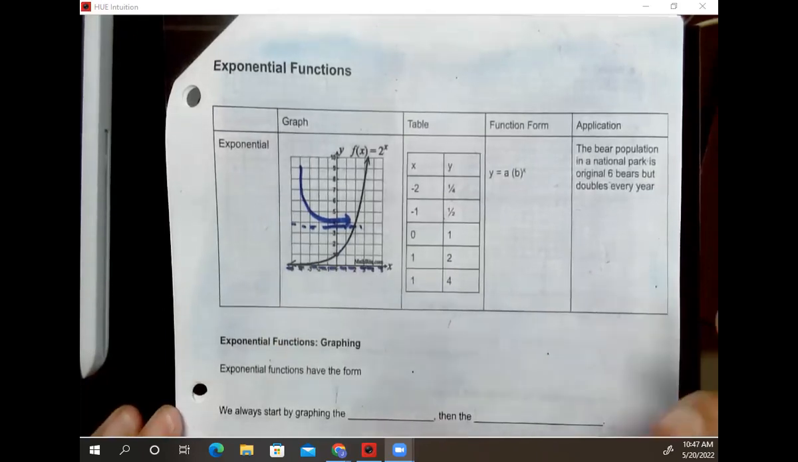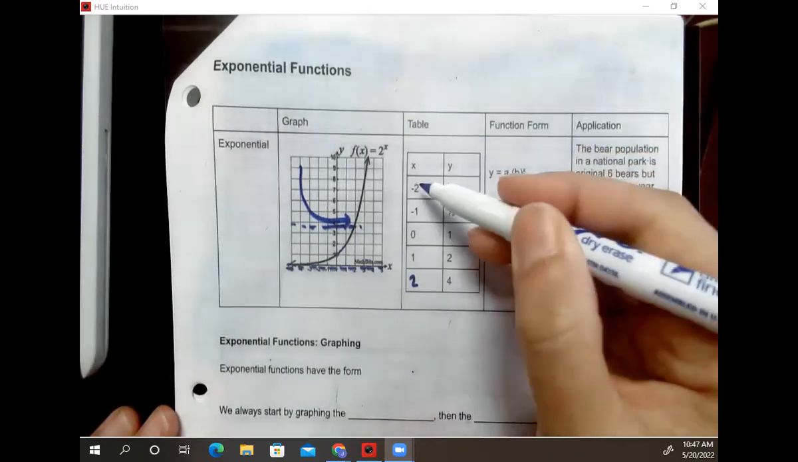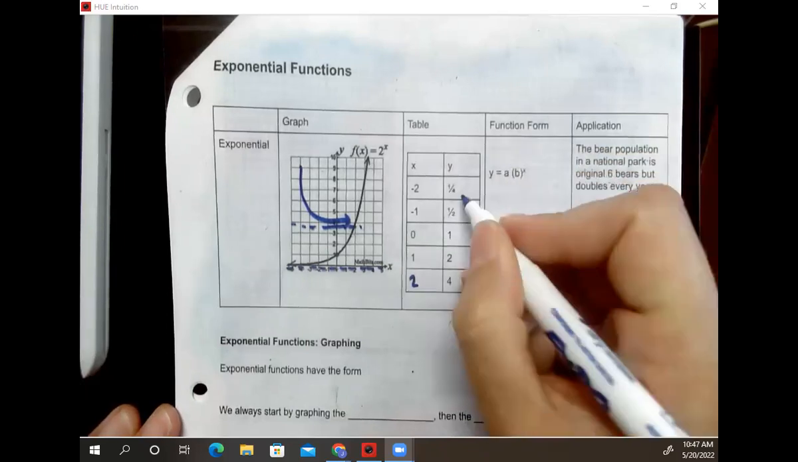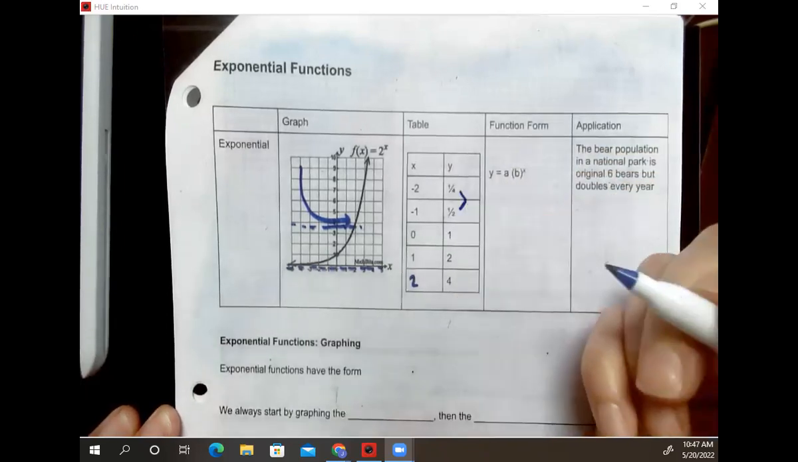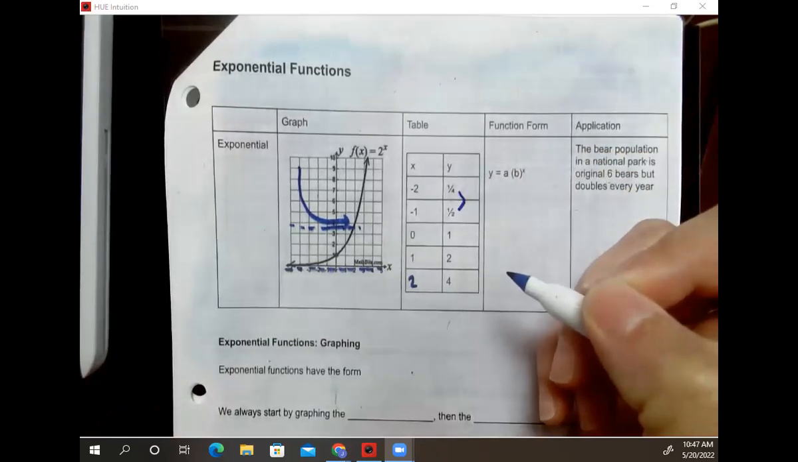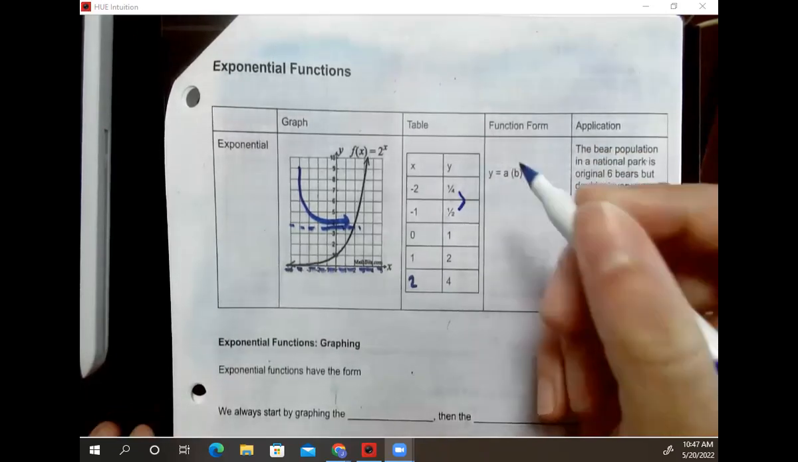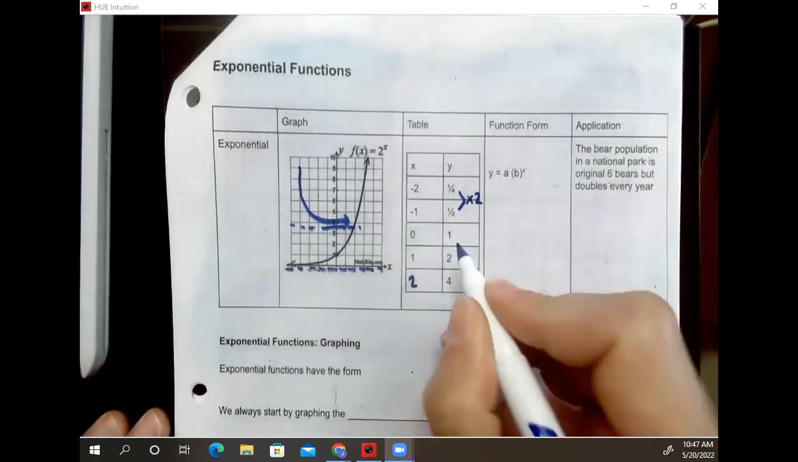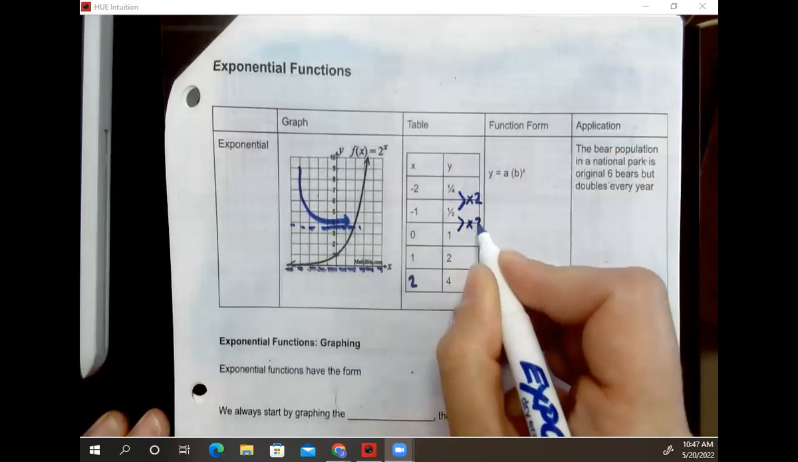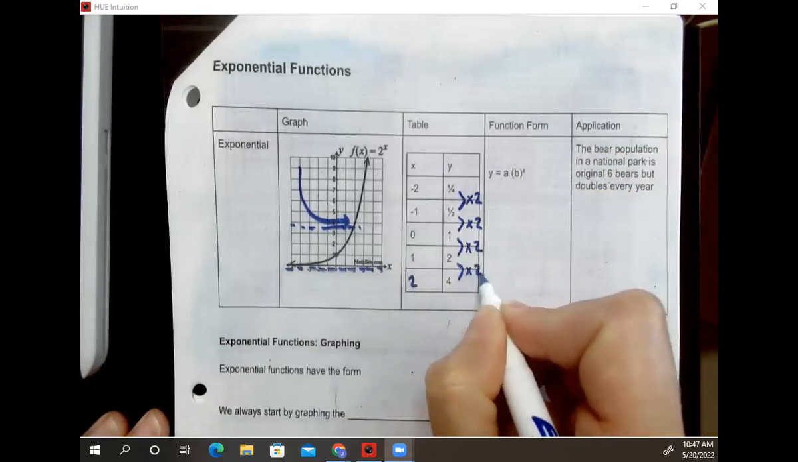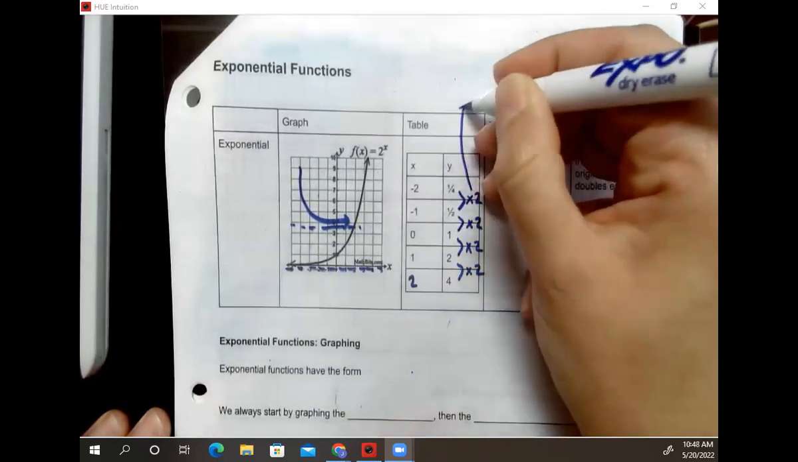In a table of values for an exponential function, what we should see is that for the same change in x every time, we will have the same change in y, but unlike our linear functions and our quadratic functions, we're not adding or subtracting, we're multiplying by something. So to get from a fourth to a half, we'd have to multiply by 2. To get from a half to 1, we'd multiply by 2. To get from 1 to 2, we multiply by 2. 2 to 4, we multiply by 2. So we're multiplying by the same number each time.